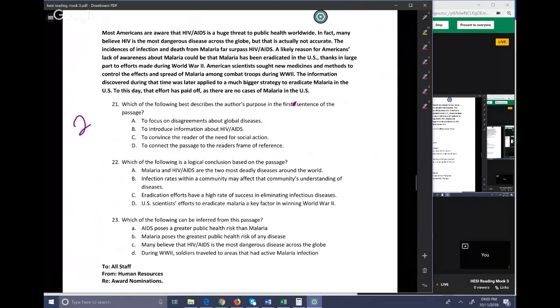The one sentence is, most Americans are aware that HIV/AIDS is a huge threat to public health worldwide. Why did they use that sentence? Why did they introduce with that sentence? That was to connect to the frame of reference. If they had used that sentence and then continued on just talking about HIV and AIDS, we would have a different answer. The reason that it's the social frame of reference, the reader's frame of reference, is that HIV AIDS is not the point, and it's not the focus of the passage at all.